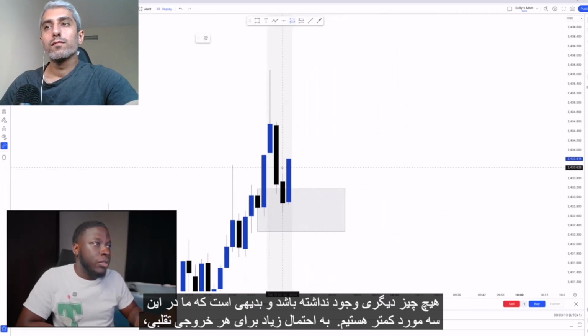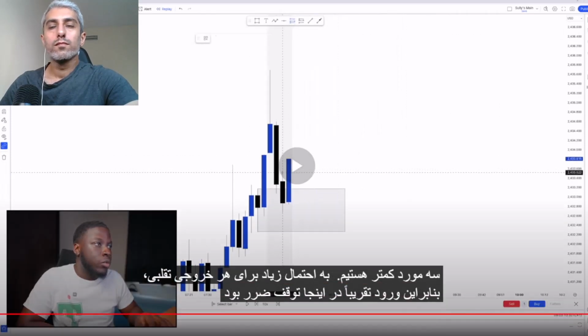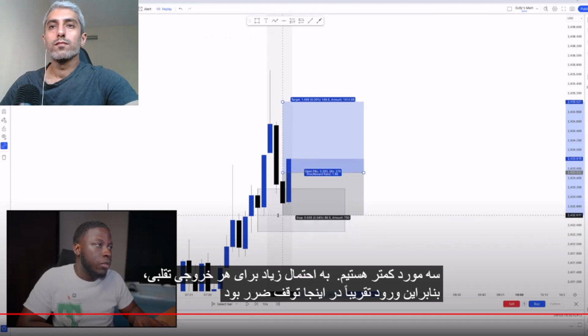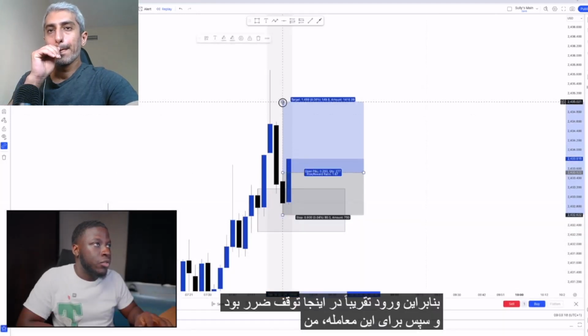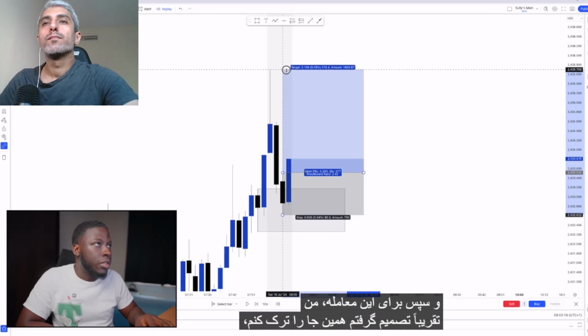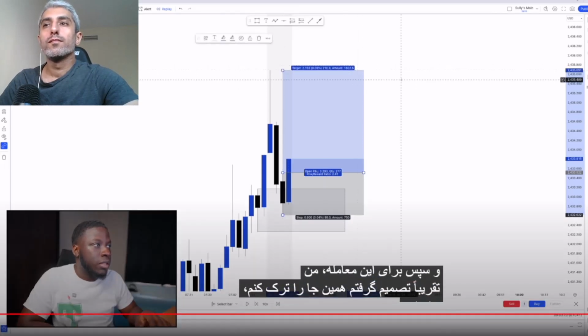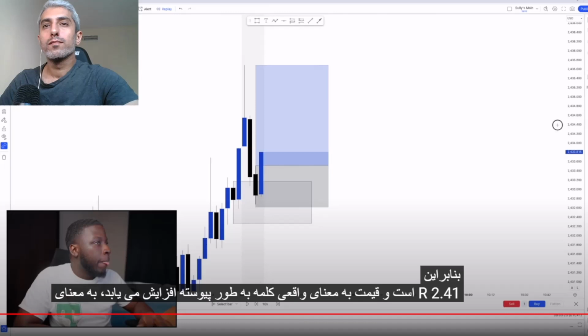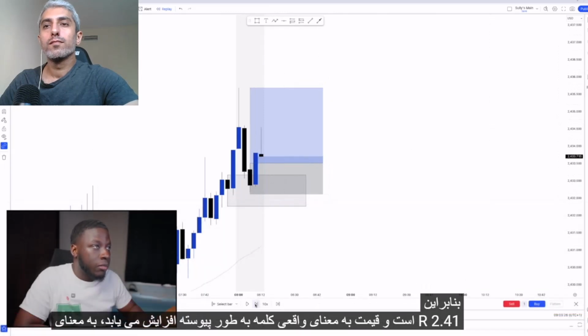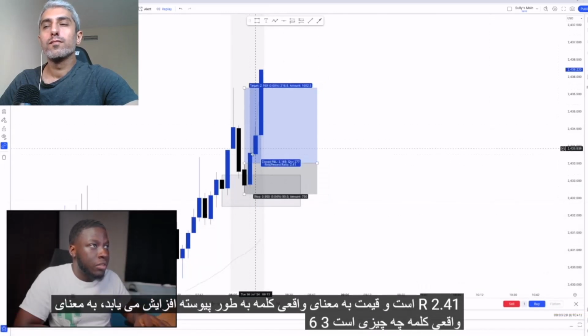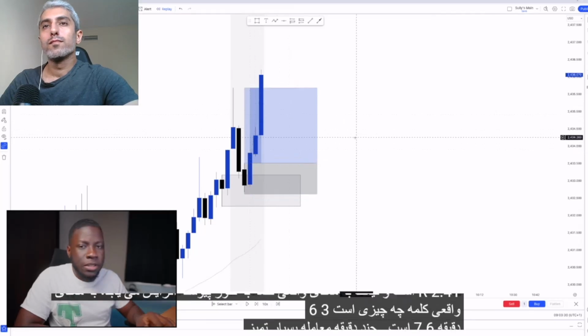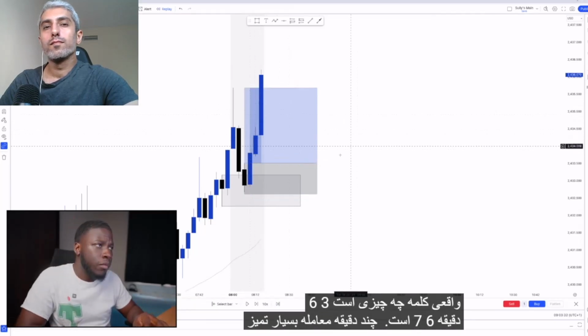So entry was pretty much here, stop loss right there, and for this trade I pretty much decided to leave right here. So that's a 2.41 R, and price literally went steadily. So literally what's that, 6 minutes ish, 6-7 minutes. Very clean trade.